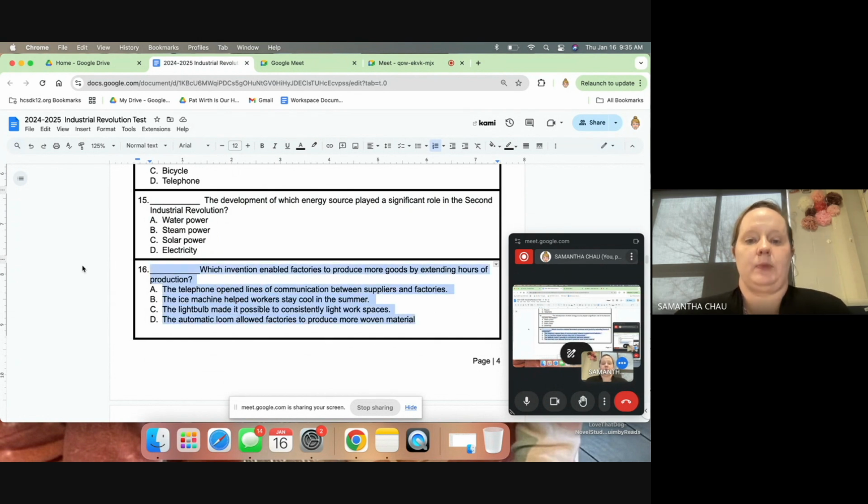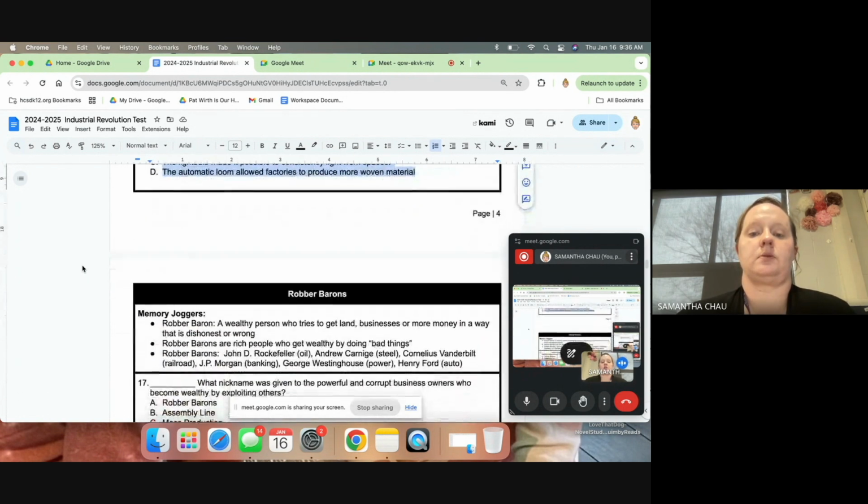Number 16. Which invention enabled factories to produce more goods by extending hours of production? The telephone opened lines of communication between suppliers and factories. The ice machine helped workers stay cool in the summer. The light bulb made it possible to consistently light workspaces. The automatic loom allowed factories to produce more woven material. Which invention enabled factories to produce more goods by extending the hours of production?